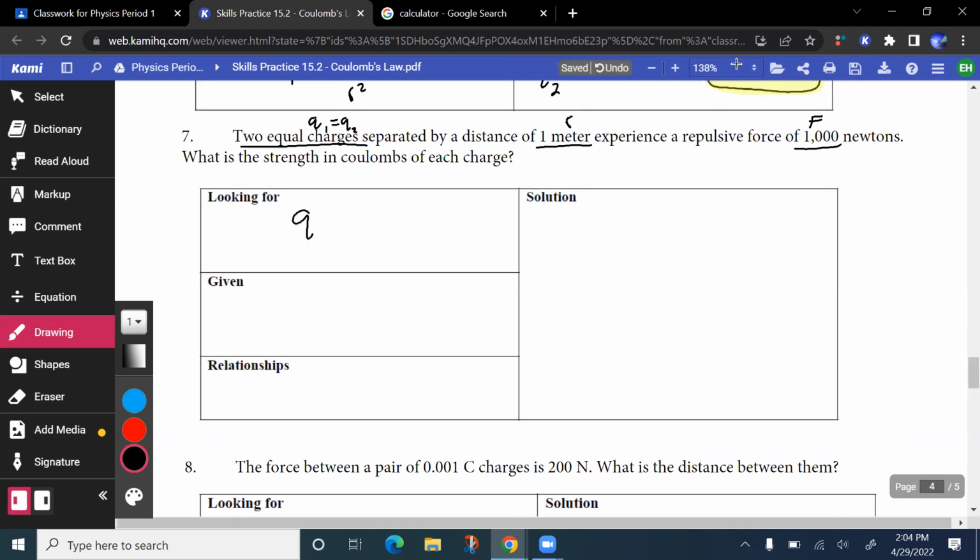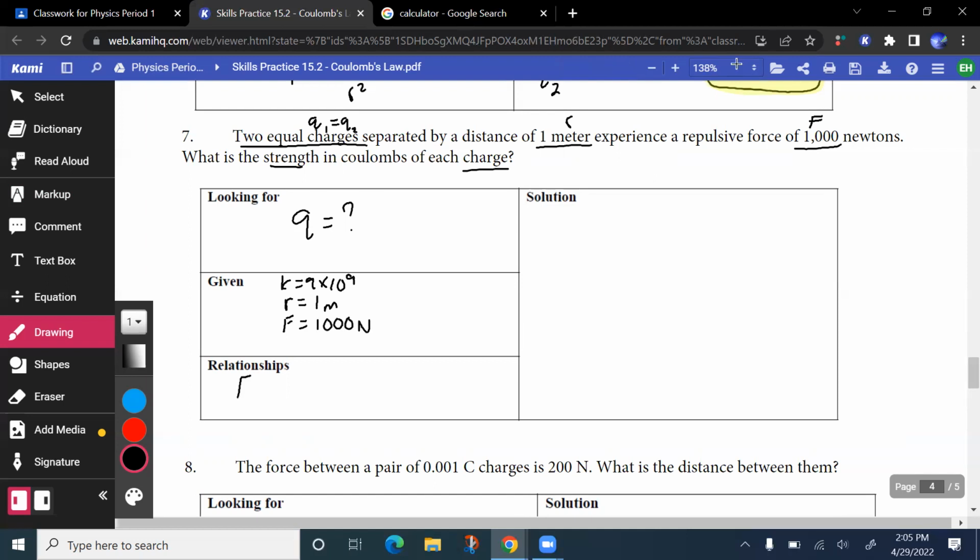Okay, now you're looking for Q. That's our question there. You're looking for the strength of each charge. We're given K as always. You're given the fact that R is 1 meter and you're given a force of 1,000 newtons.